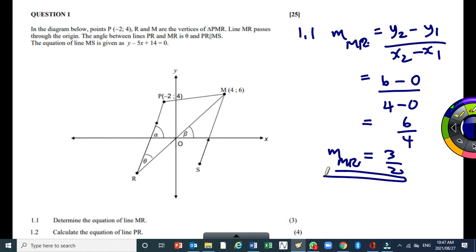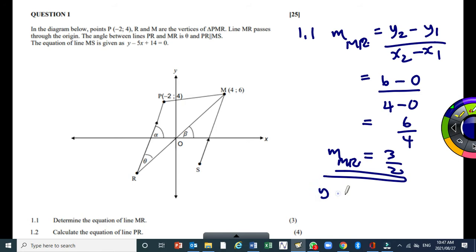Okay? So if you did the question, you are supposed to be aware that the straight line MR passes through the origin. And at the origin, X is 0, Y is 0. Okay? That's the first thing. Then 1.2, calculate the equation. Now, sorry, we are still on 1.1. Now, that's the gradient. That's not the answer.